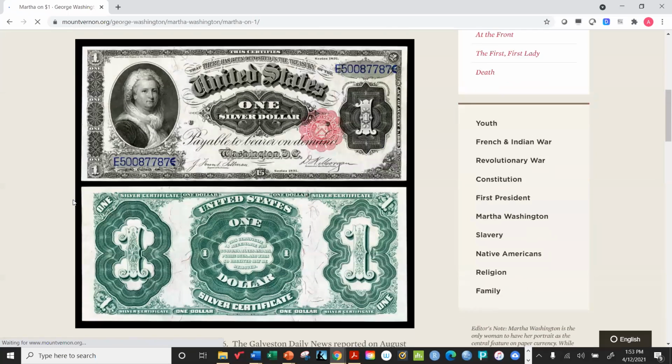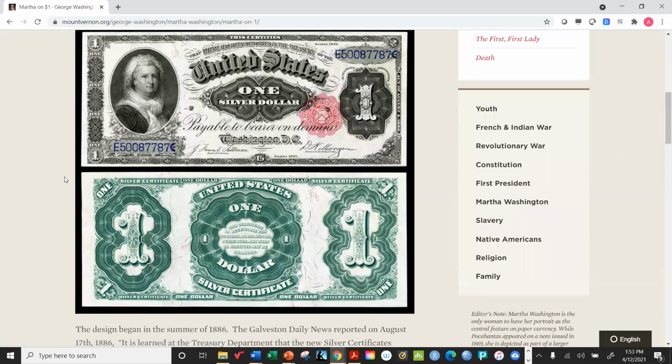There she is. That's the Martha Washington. It's a silver dollar, silver certificate issued in 1891. And so there it is. How do you like that?